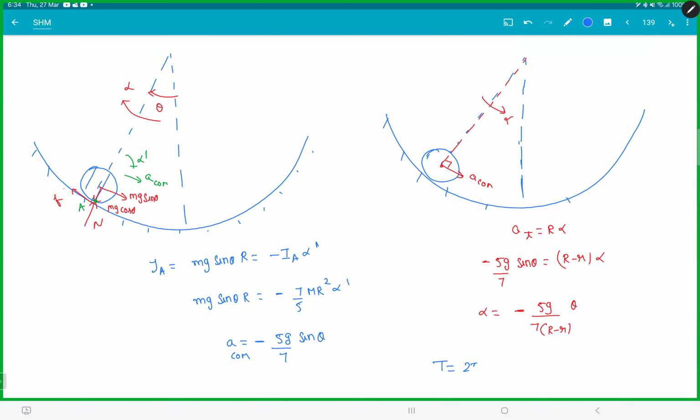The time period will be 2 pi root over 7 into (R minus small r) by 5g. Check. Is this clear, everyone? Got this? Next one. So it's not tough in terms of solving, but yeah, there is a confusion like which alpha are you talking about?